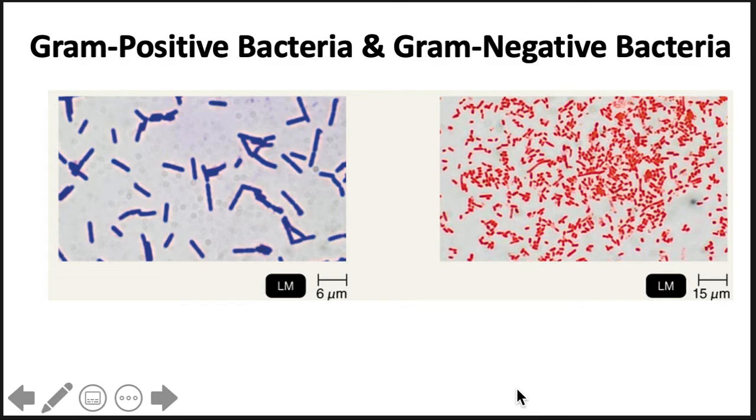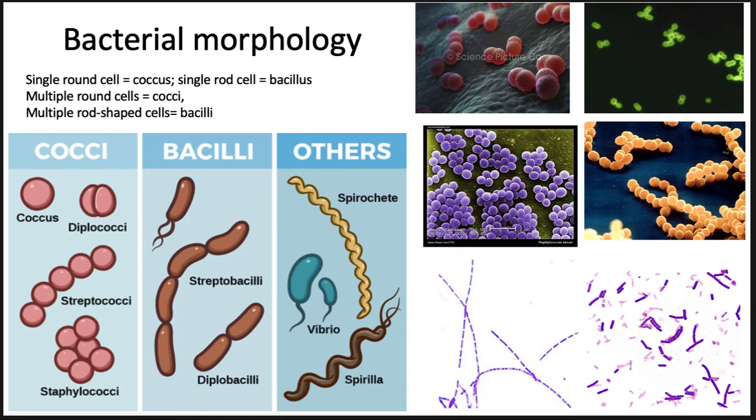Okay, gram-positive, gram-negative. Remember, gram-positive purple, gram-negative red. They can be different shapes and different arrangements, but all gram-positive have that thick cell wall, and all gram-negative have the outer membrane, thin cell wall, and plasma membrane. Okay, so remember the structure of these cells and why they stain the way that they stain. We talked about bacterial morphology in lecture.